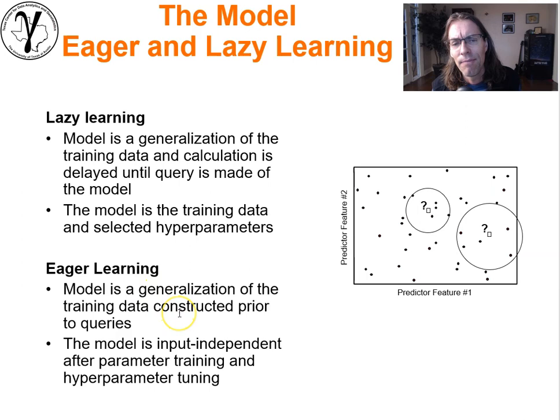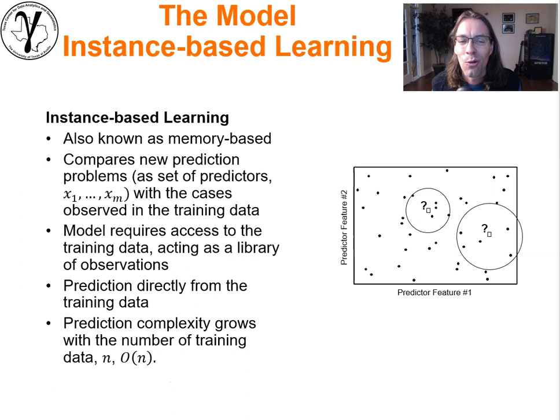Eager learning would be like when we talked about regression. We showed the derivation up front. We take the training data and build the model. So we construct the model, and then we apply queries to the model. We don't have to go back to the training data anymore. And so we say the model is input independent after the parameters are trained and the hyperparameters are tuned. But this is not eager learning. This is lazy learning. We're going to be lazy in our learning, which is kind of cool. We're greedy in our descents. We're lazy in our learning. Doesn't sound like we have great characteristics, does it?